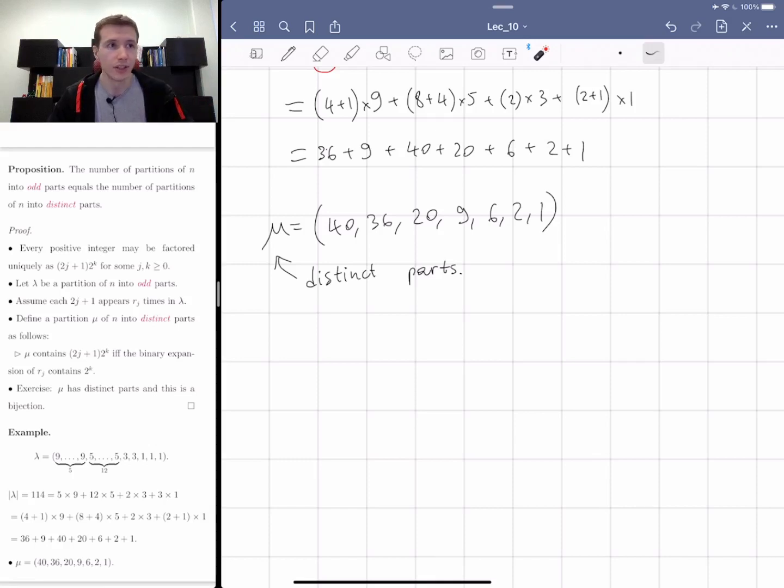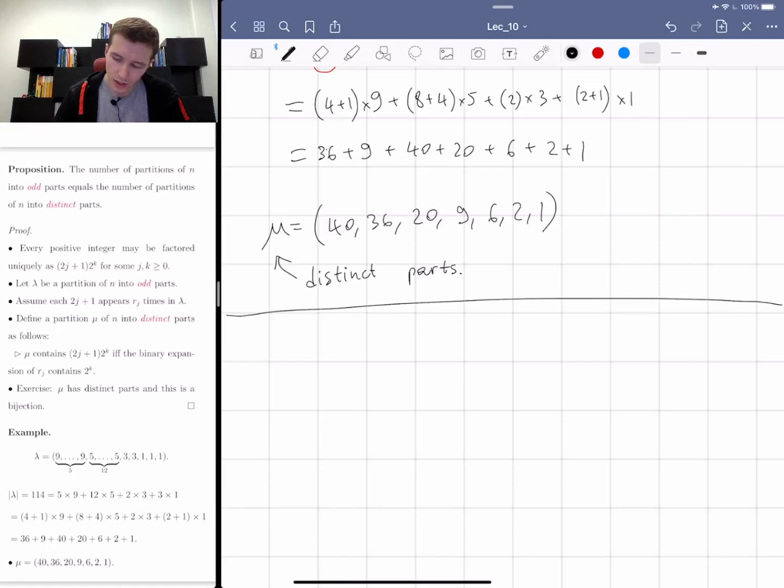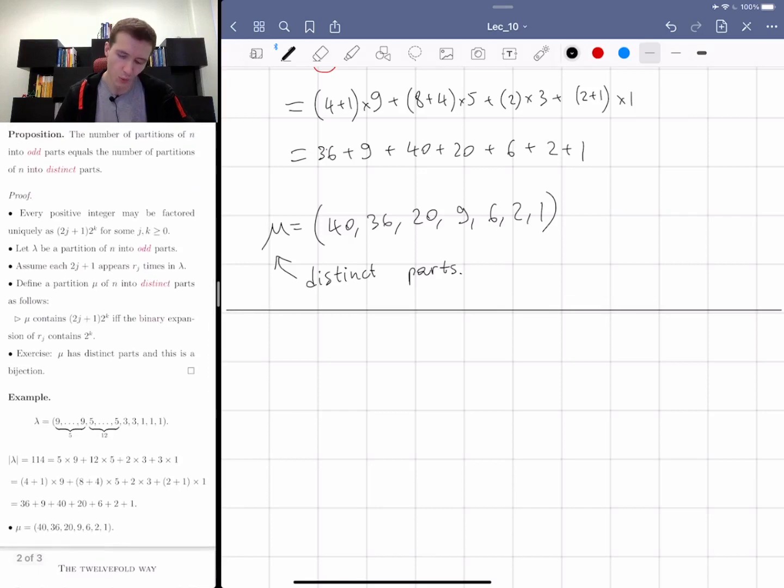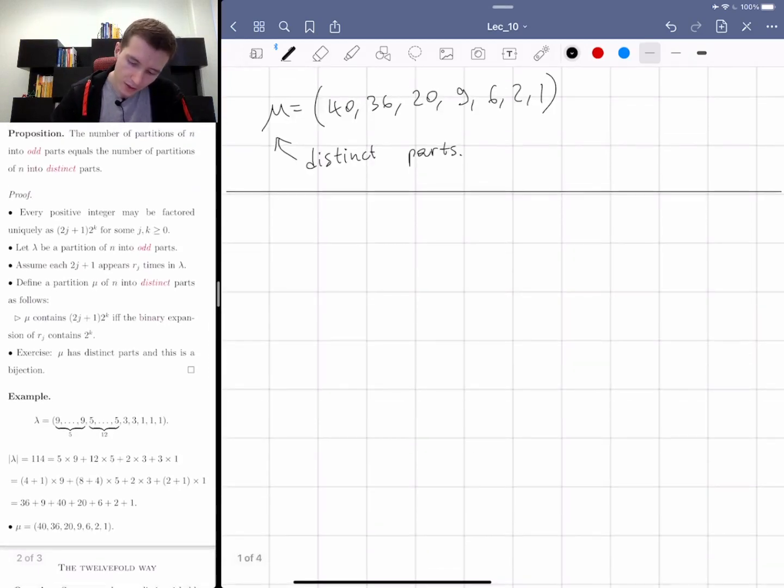And for the rest of this lecture, I want to give a summary, because next week we're going to start talking about generating functions. So far we've been just counting different families of objects. And what I want to explain today is a story called the 12-fold way.